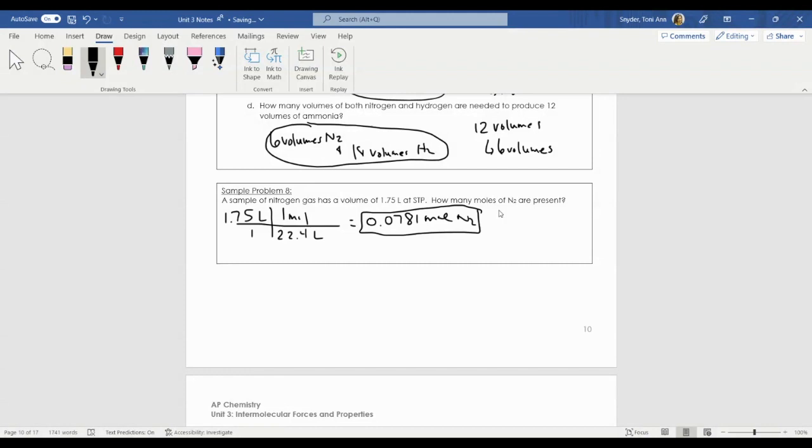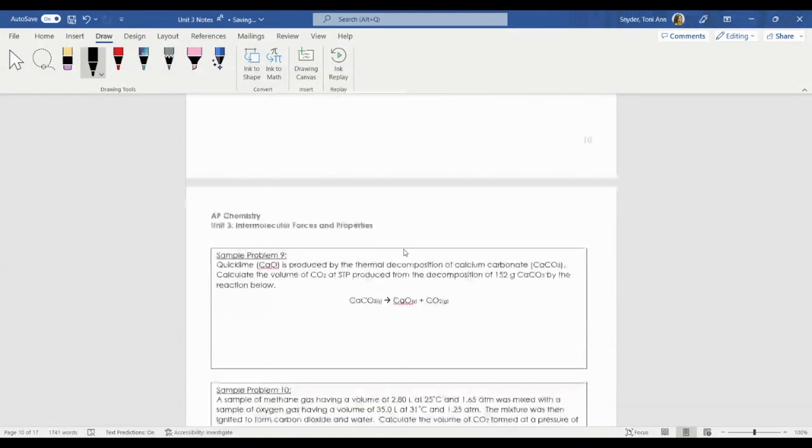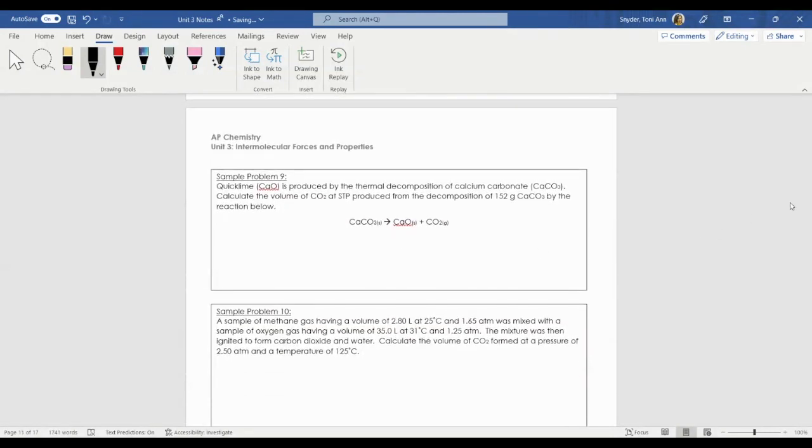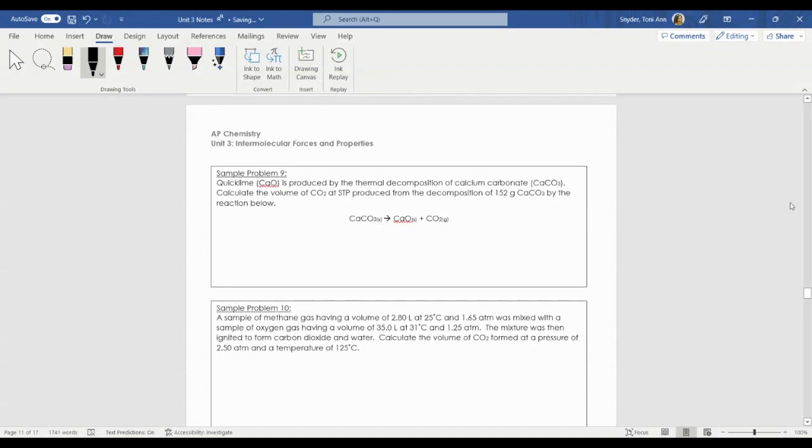We can only use the 22.4, however, at STP. This is only good at STP, and that's because if I have other conditions for pressure and temperature, the volume will not be that, because of course it's affected depending on whether the temperature or pressure is higher or lower. Let's try the next one. Kind of put some stoichiometry and gas laws together in one. So quicklime is produced by the thermal decomposition of calcium carbonate, which is CaCO3.